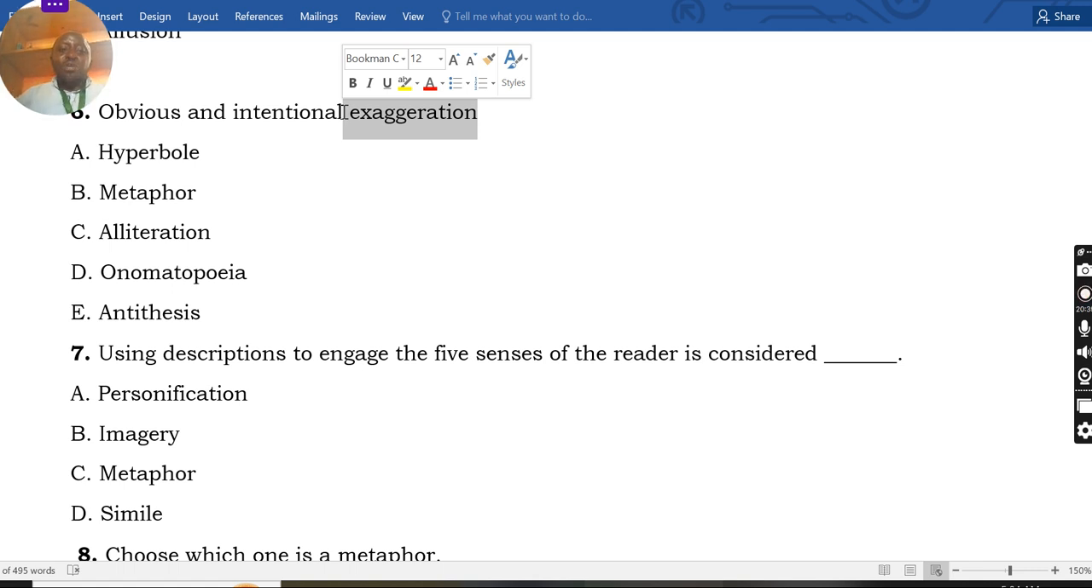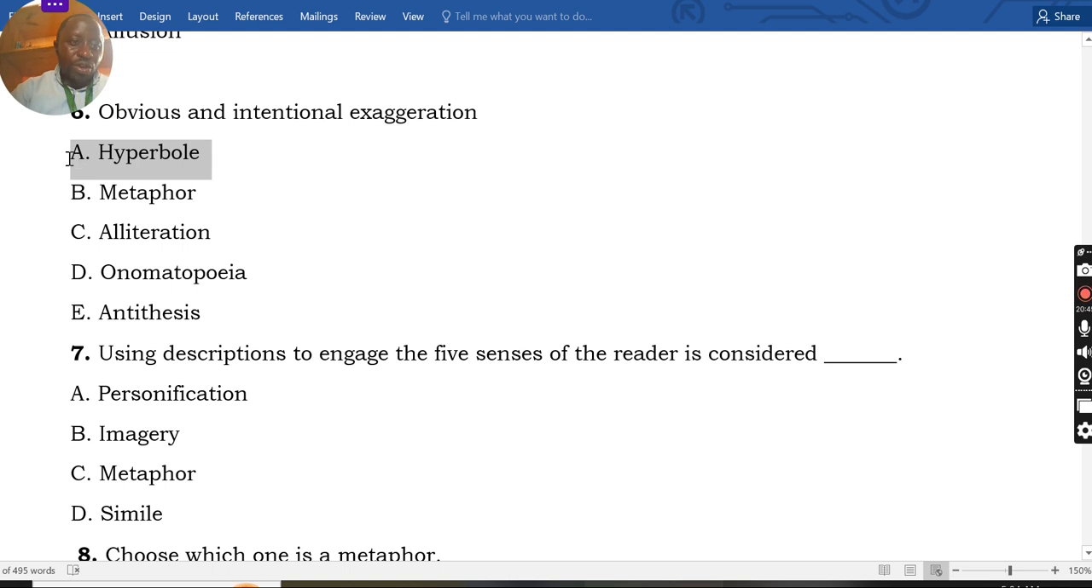Good. Now the answer where we use exaggeration is hyperbole. So the best answer is A, hyperbole. In hyperbole we use exaggeration, and most of the things that we use in hyperbole are impossible to be done. Okay, thank you. Let's go to number 7.